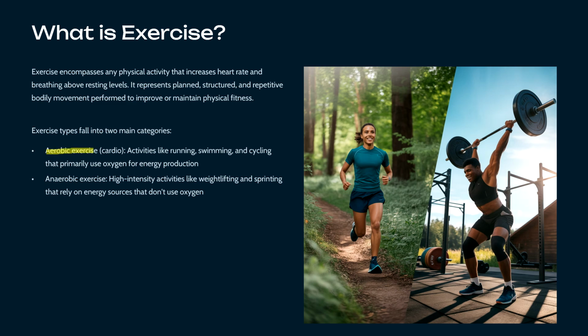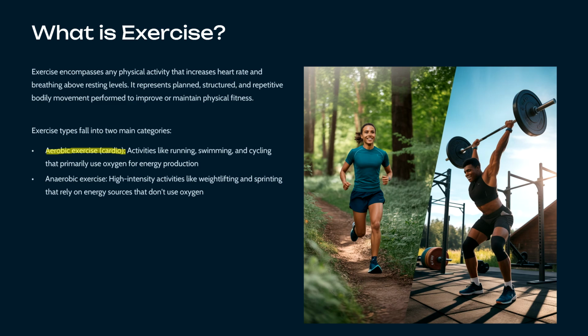Regarding aerobic exercise, which is also known as cardio, activities like running, swimming, and cycling primarily use oxygen for energy production. You can see in the picture that a person is running. When a person is running, that means the whole body muscle is exercising. Each and every body muscle, from the tip of the toe to the top of the head, requires oxygen supply, because without oxygen there will be no metabolism, and without metabolism there will be no production of energy. So aerobic or cardio exercise requires a huge amount of oxygen.